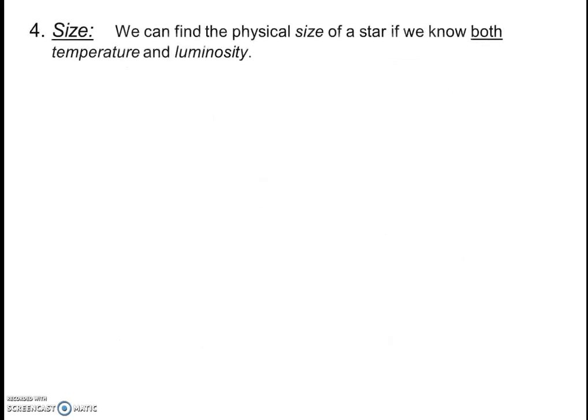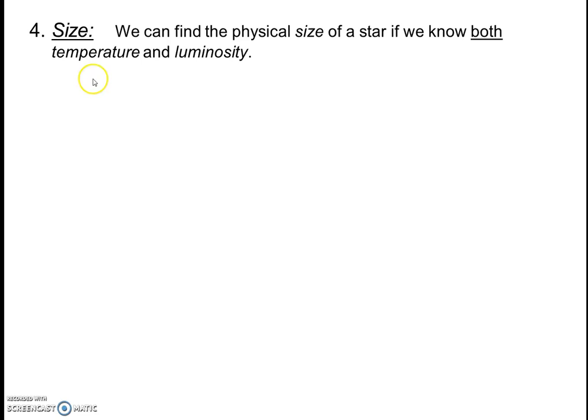The fourth property that we would like to know about stars is the physical size. How big the star is, how much space it takes up. Well, it turns out if we know temperature and luminosity, we can find the size. Okay? And that's because temperature tells you how bright the surface of the star is, and the luminosity tells you how bright the total star is. Well, those two things are related by the size of the star's surface.